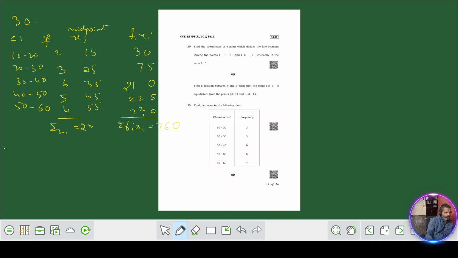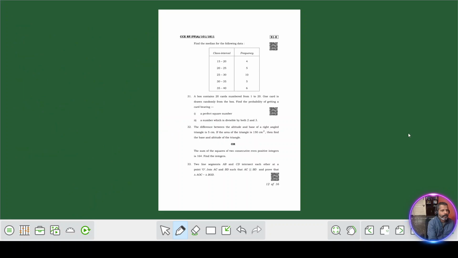So mean, x bar, is equal to, using the direct method, 760 by 20. 0 0 cancel, 2 1s are 2, 2 3s are 6, 2 8s are 16. Therefore, mean of the given data is 38. Just conclude there, mean of the data is 38. It's a direct method we are using here. Clear? Then we'll go to the next question.